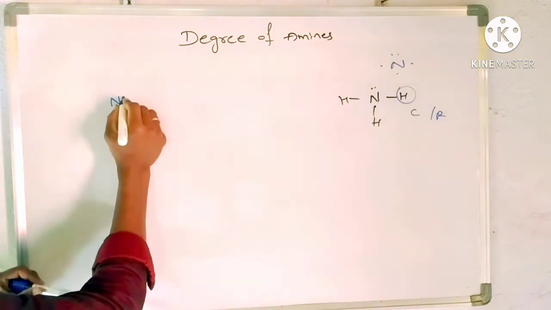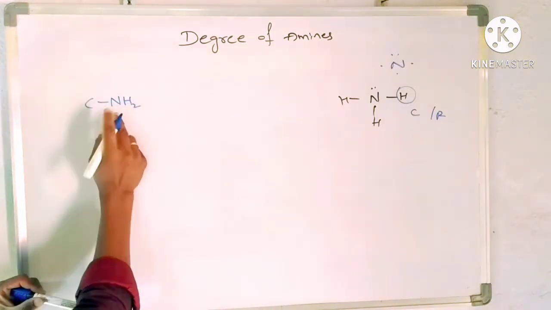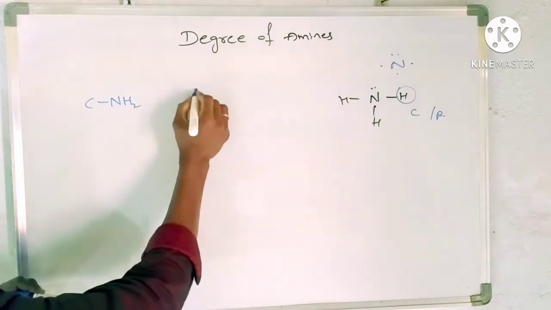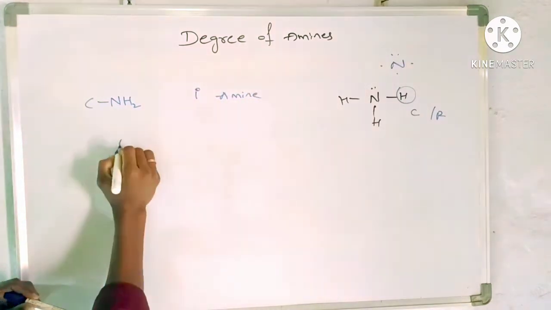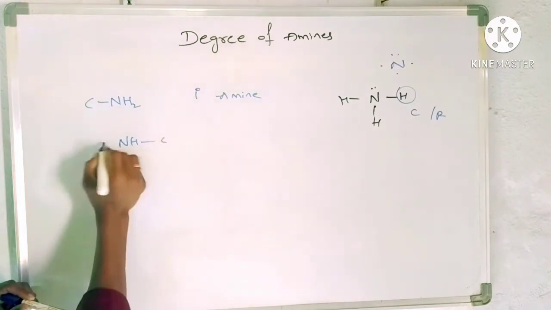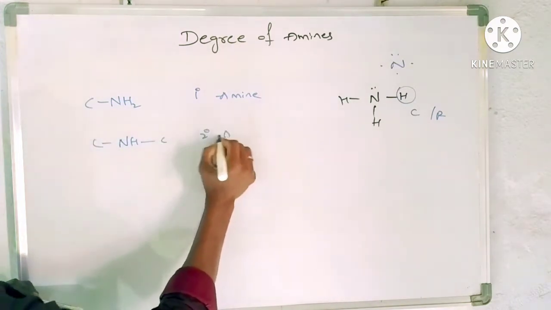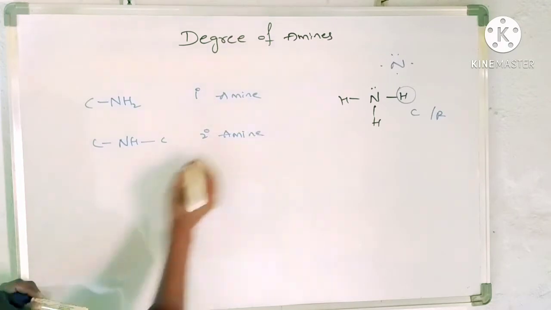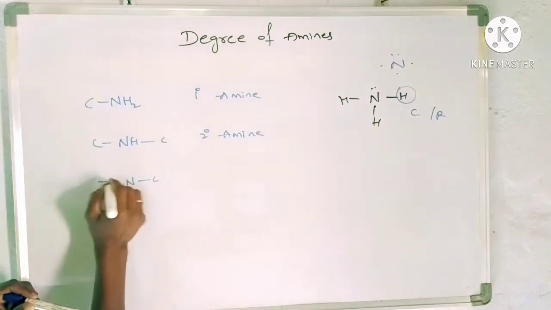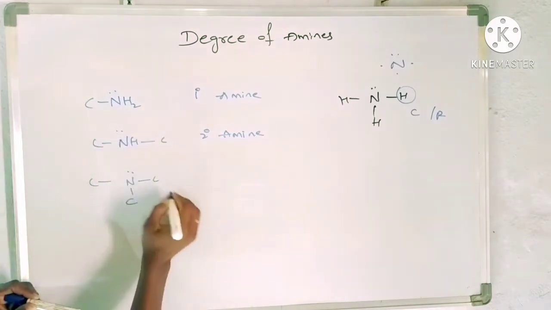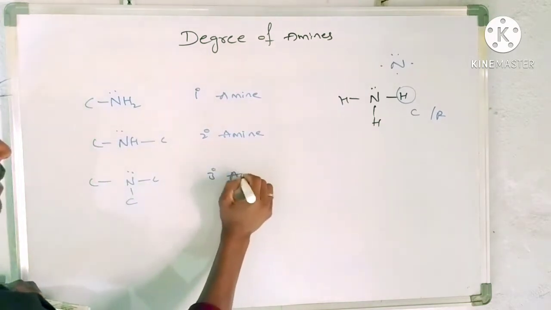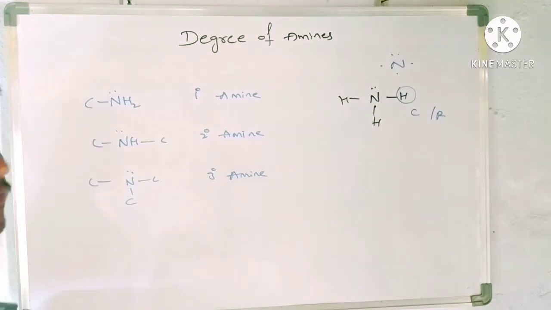Let us see. Here, NH2. If nitrogen is attached to only one carbon, this is called a primary amine. If nitrogen is attached to two other carbons, this is a secondary amine. If nitrogen is attached to three other carbons, and here a pair of electrons is also there, this is a tertiary amine. So these are the degrees of amines.